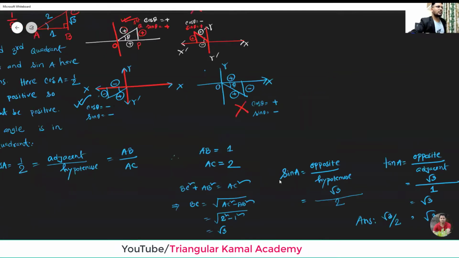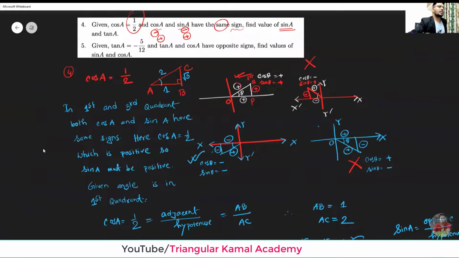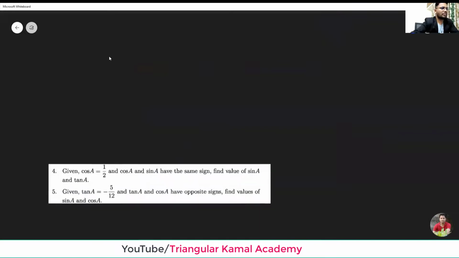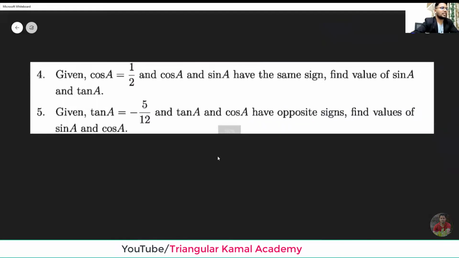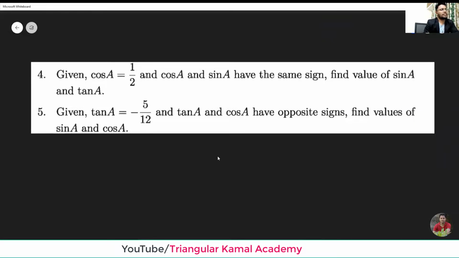So I think according to the information given in the question, you have to draw the figure. And from the condition, if you cannot identify the position of the quadrant exactly, you cannot find the correct answer. So now next, question number 5. Let's see the question. Tan A, the value is negative, which is 5 by 12.